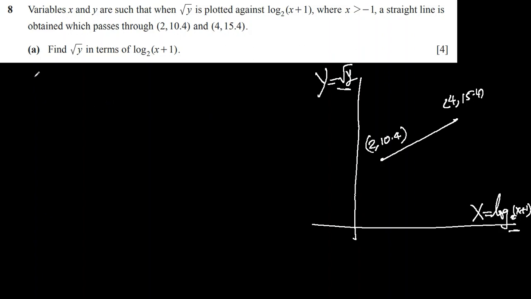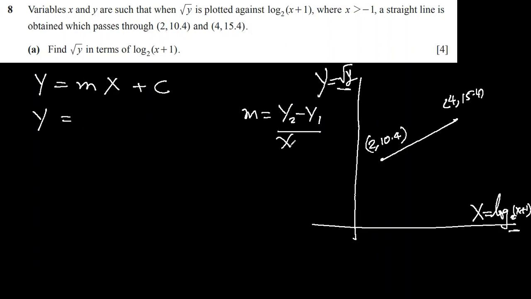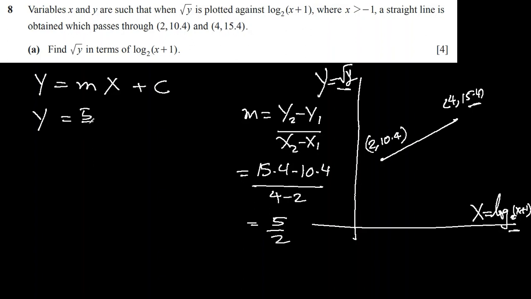So we know the equation of a line is y equal to mx plus c. So y equal to m, gradient. Gradient is y2 minus y1 over x2 minus x1. That's how we find gradient. Here y2 will be 15.4 minus 10.4 over 4 minus 2. So that comes out to 5 divided by 2. So gradient is 5 divided by 2 x, and now what is left is c.